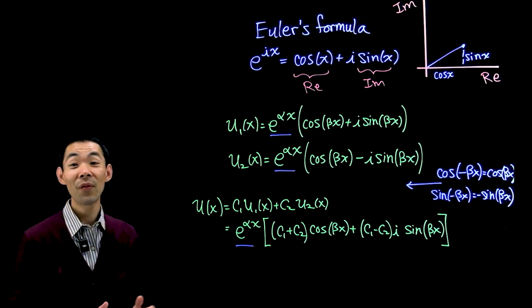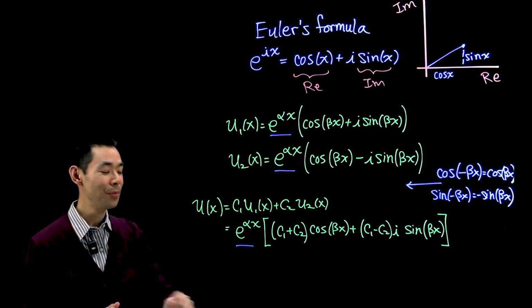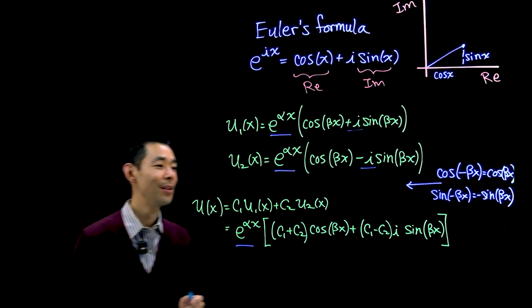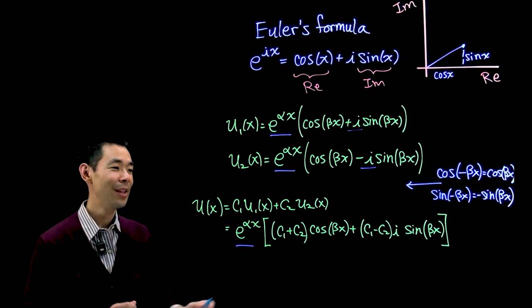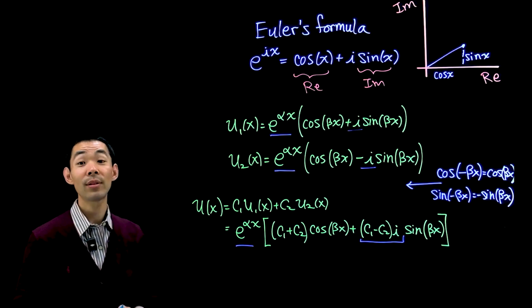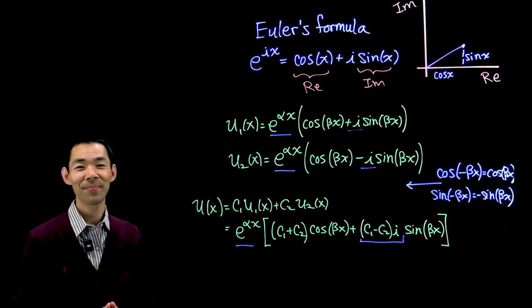Same thing for the sine. We're going to get c1 minus c2, because there's a negative sign in front of the negative i, and therefore we're going to get c1 minus c2 times i times sine of beta x.